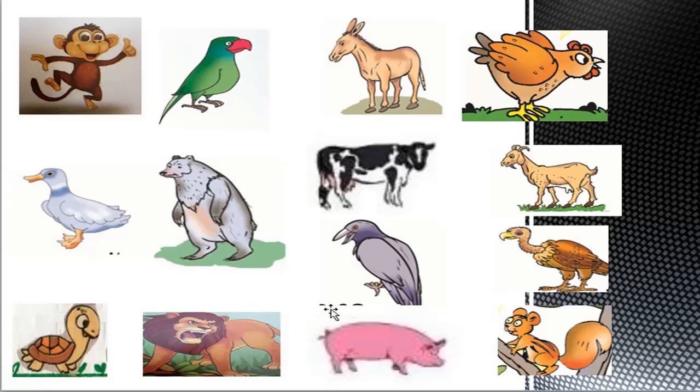Lion. Then, which animal is this? Yes, pig. Okay. Then, which one is this? This cute one. What is its name? Squirrel. What is its English name? Squirrel. Okay. Then, which bird is this? Always we can see around our house. Yes, crow. Okay. Then, which bird is this? Yeah, vulture.